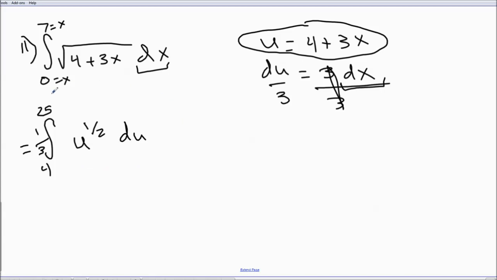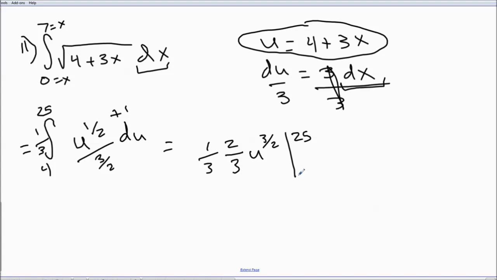And so now we're all set. We're ready to go. So let's get an antiderivative. Remember, add and divide. Okay, and so 1/2 plus 1 is 3/2. I'm going to flip that and multiply, so I'm doing 2 steps in one here. So I have my 1/3, that's from out here. I'm going to flip this and multiply, so that becomes 2/3. I have u to the 3/2 power, and don't forget your bounds. So 25 and 4. And so now let's do some simplifying. Looks like I have 2/9.